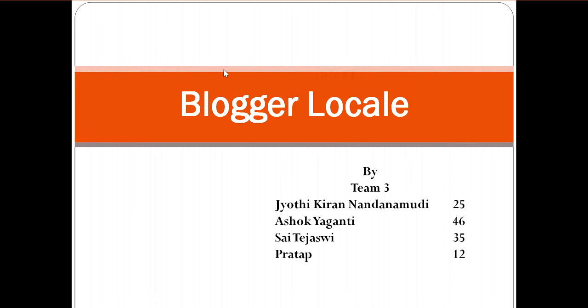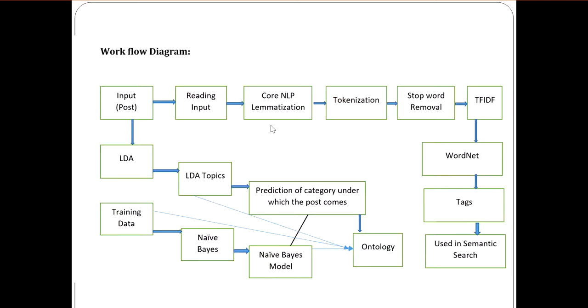In this project, we have implemented the following workflow diagram, in which the user submits a post and then we read that post as input. We did lemmatization, finding the root word, and then tokenization and stop word removal. Then we did TF-IDF, finding the top frequency words, and then WordNet, finding the synonyms of those words. We saved these synonyms as tags, and then we used these tags to find the particular post requested by the user.